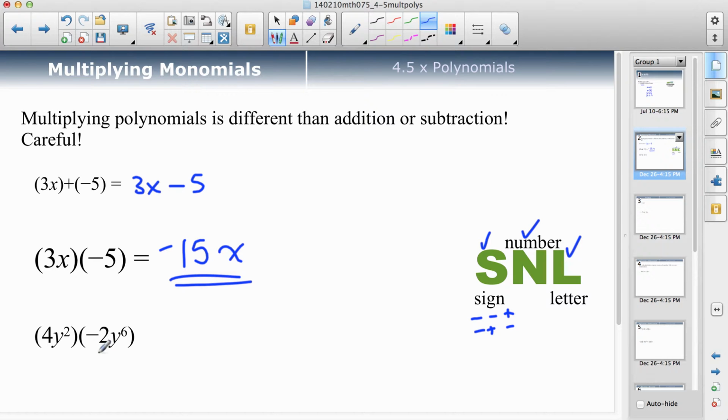Let's try it with this one. Sign, what's it going to be? Yep, negative. Number, 4 times 2, 8. Got it. Letters, I'm going y squared times y to the 6th. If it helps you to write it out somewhere else like that, y squared times y to the 6th, you could. Hopefully you identify that that is the product rule of exponents. Multiplying common bases, add their exponents. So for down here, this would be negative 8y to the 8th.